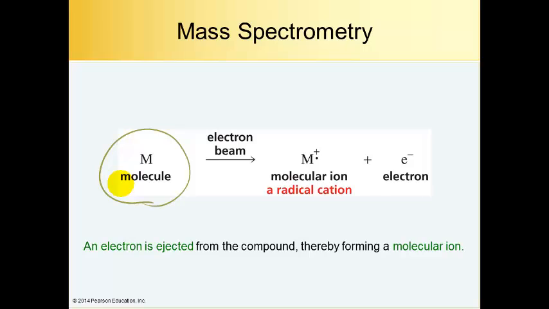The electron beam kicks out one electron, leaving us with the molecular ion, which ends up being a radical cation. So it's positively charged, which becomes important in just a second, and it's a radical because we've removed a single electron. So an electron is ejected, forming the molecular ion, and we call that M+.